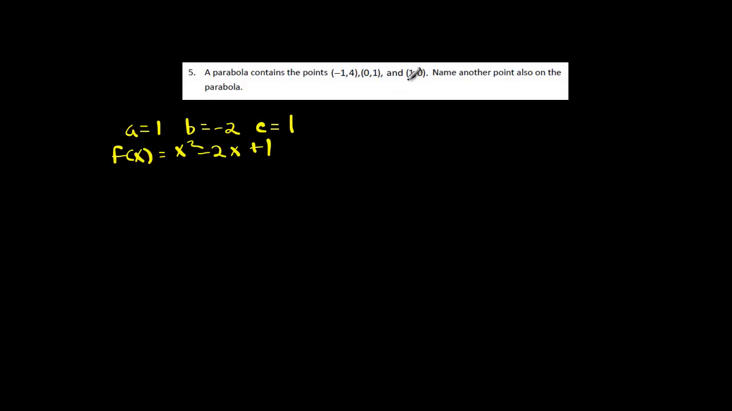The question is asking us to name another point on the parabola other than these. So what we're going to have to do is show our work to see a different point. And you could do anything else. You could enter 2, -2, 3, 4. Let's just do 2. So if I input 2, it's going to be 2 squared minus 2 times 2 plus 1. So 4 minus 4 plus 1 is 1. So my point is when I enter 2, I get an output of 1. That's an additional point on the parabola.